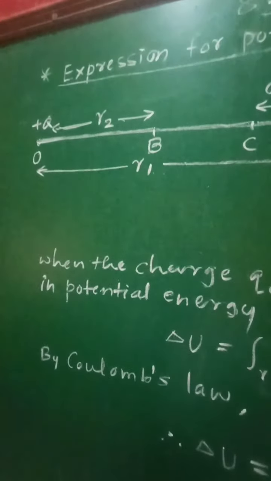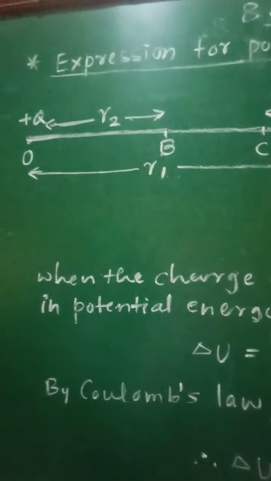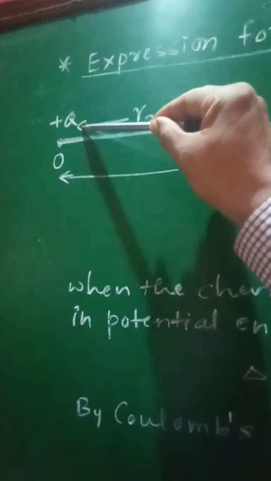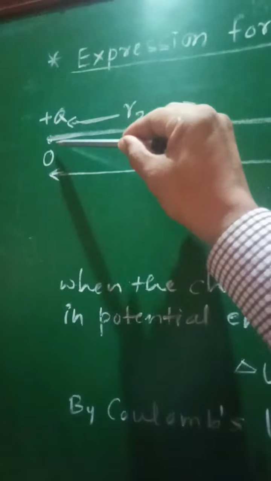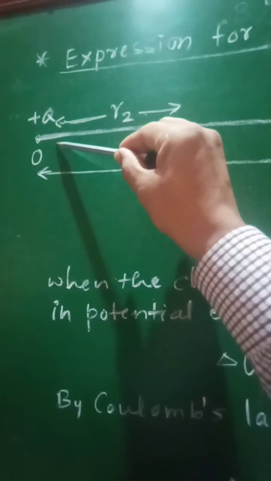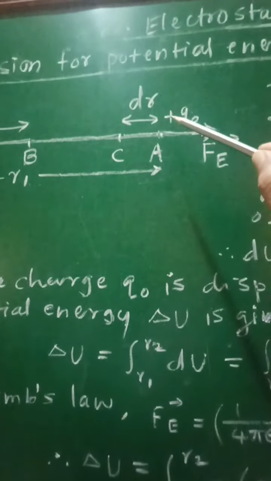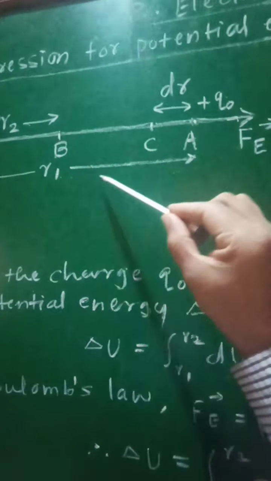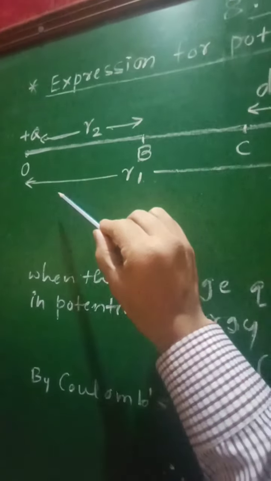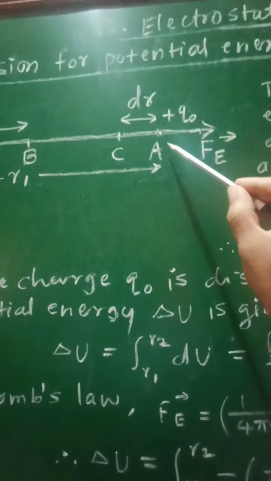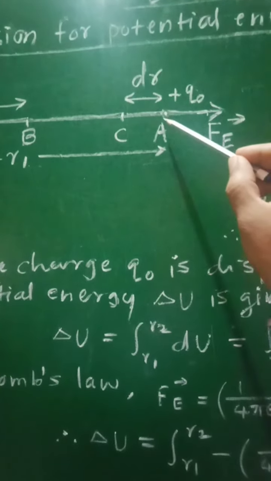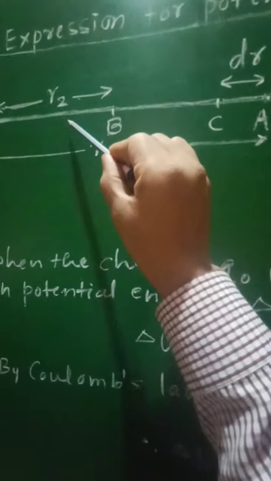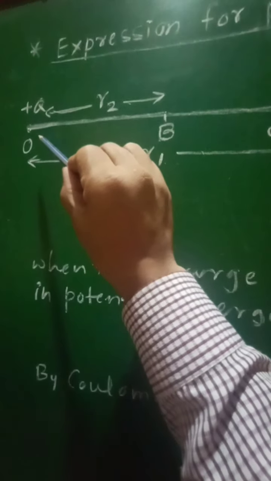To obtain the expression for this electrostatic potential energy, let us consider a positive charge capital Q which is placed at point O, which is considered as the source charge. Then another positive charge plus Q0 is placed at point A at a distance equal to R1 from that source charge. Now we have to displace that charge Q0 from A to B at a distance equal to R2 from this charge Q.